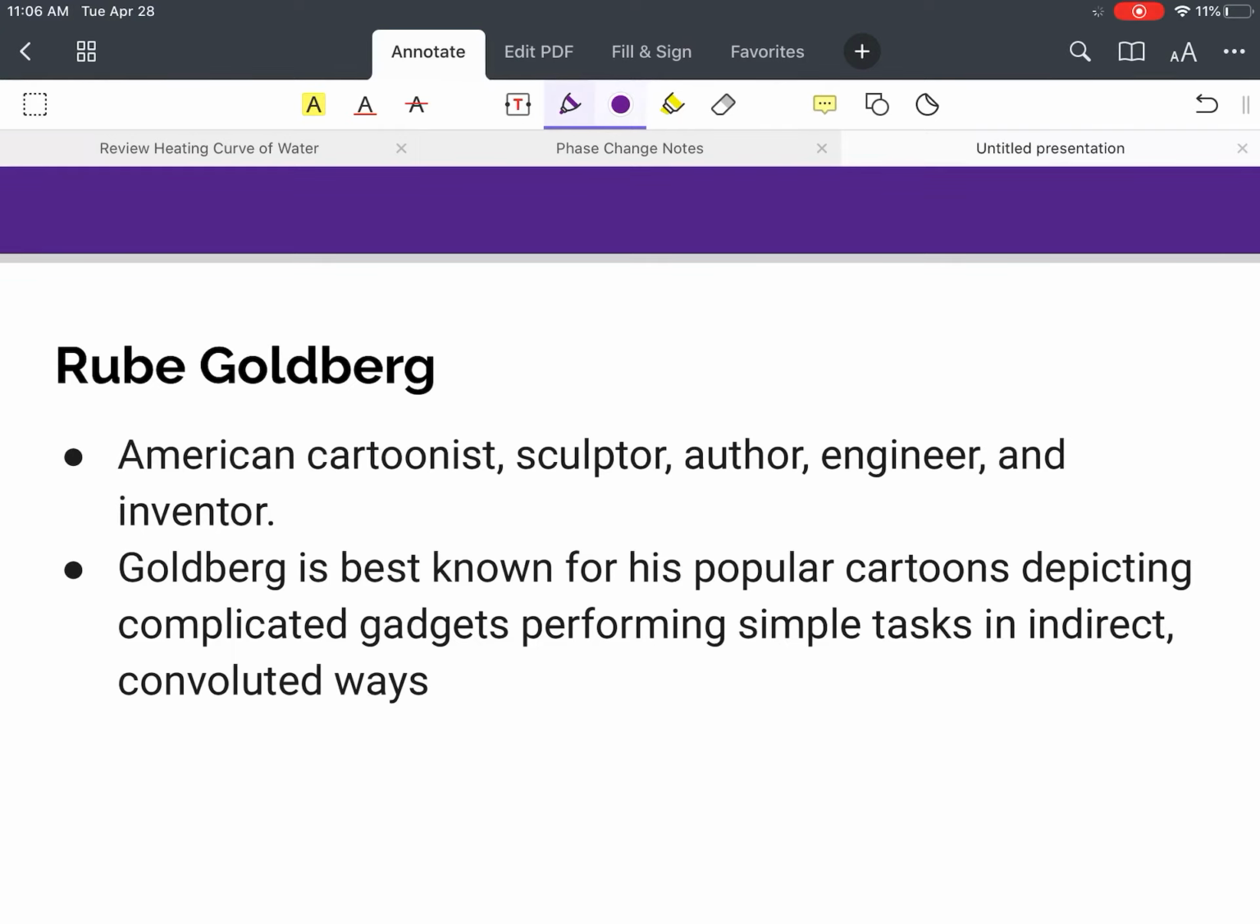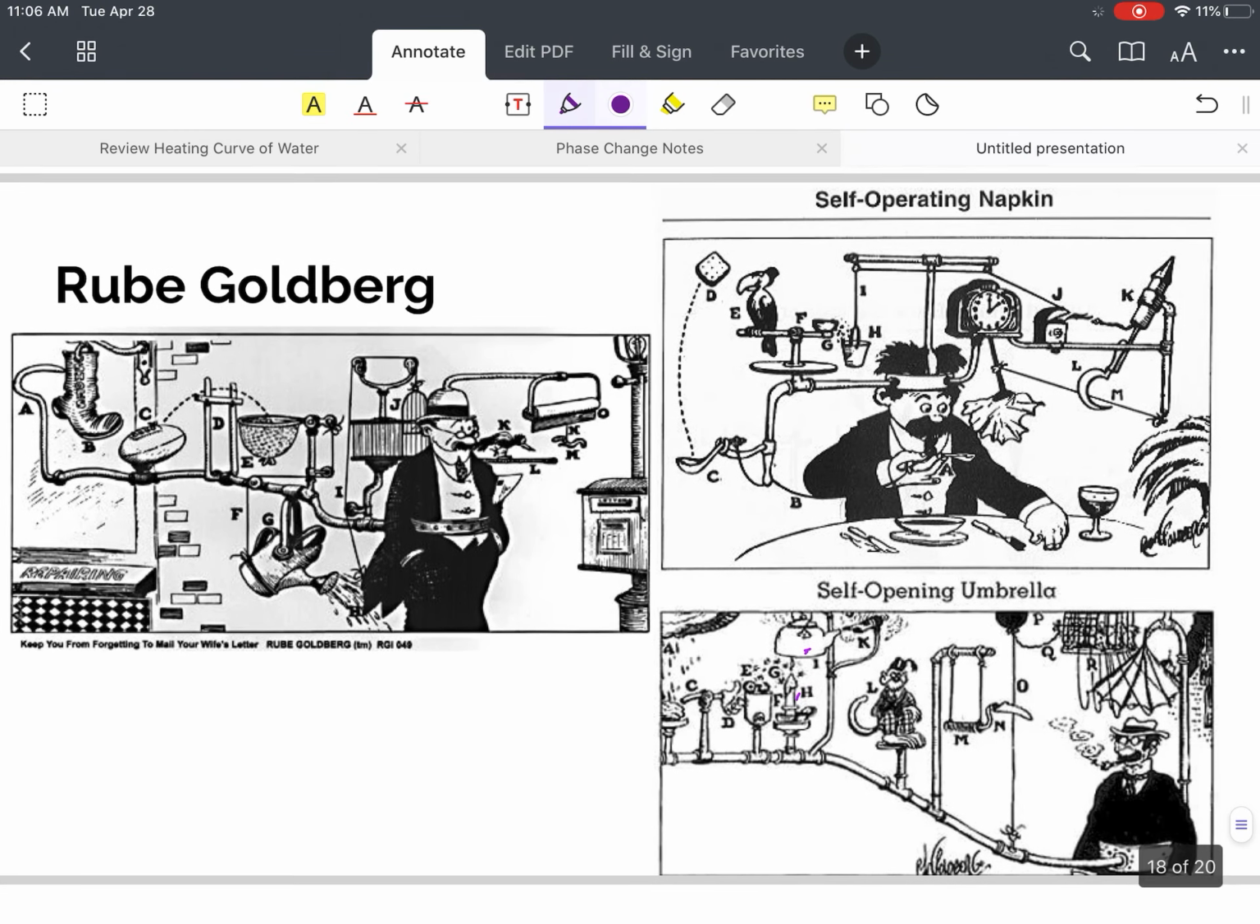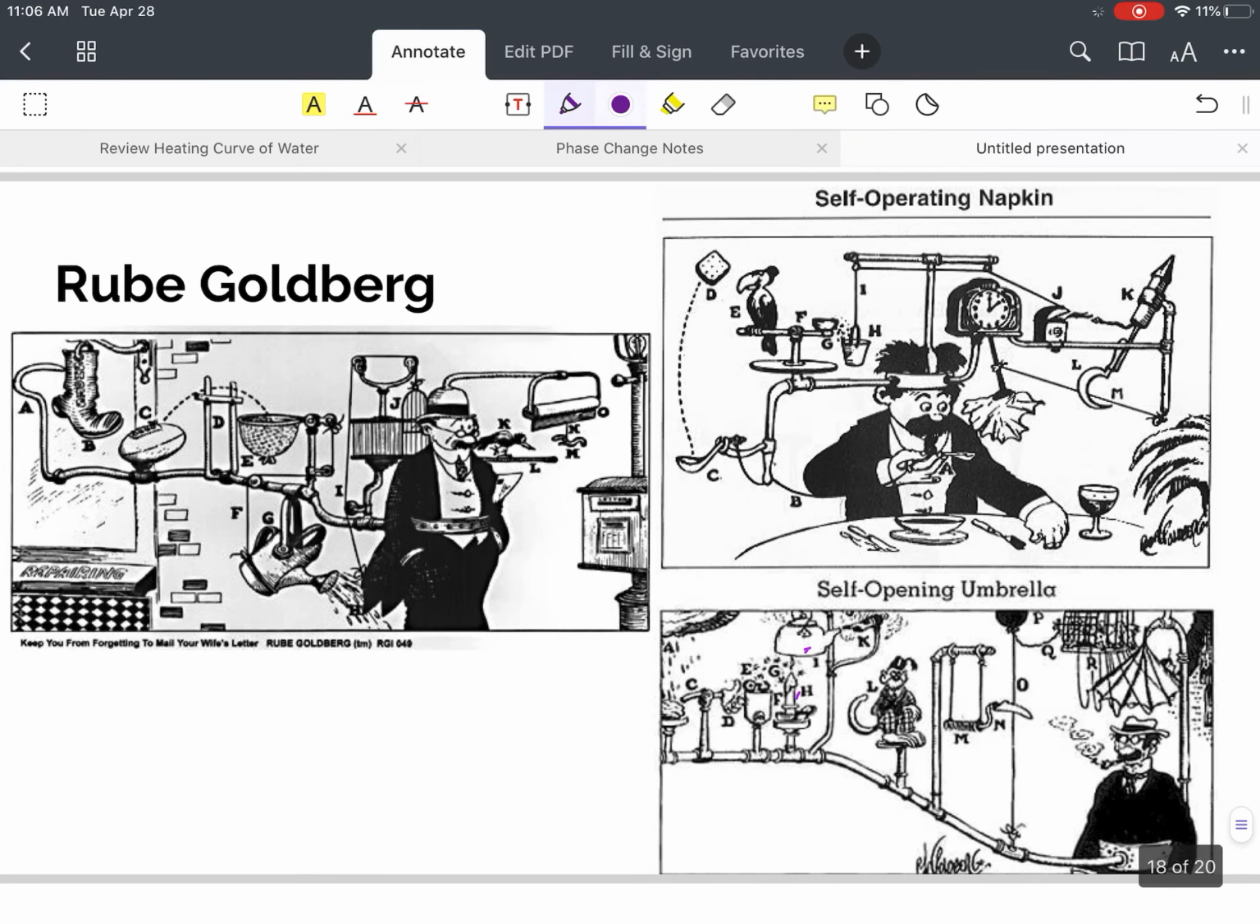So Rube Goldberg is an American cartoonist from like the early 1900s. He would draw all these really silly cartoons. Here's some examples. And basically he would make something that was a very simple task, like wiping your face with a napkin or opening an umbrella, into this very complex process using all these different simple machines. Okay, it was a joke. No one would ever really build this. It was just a joke.